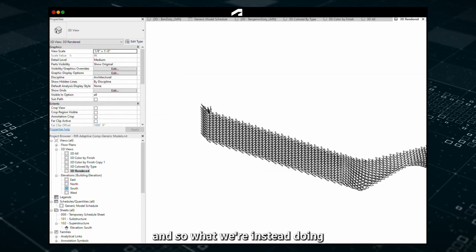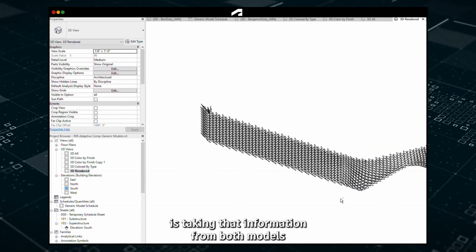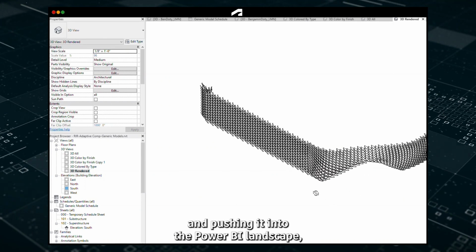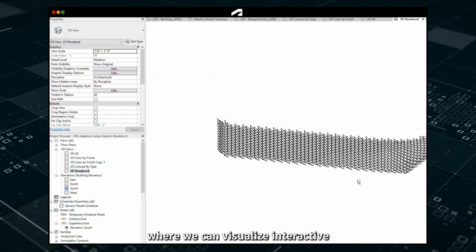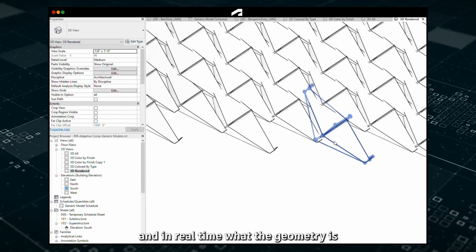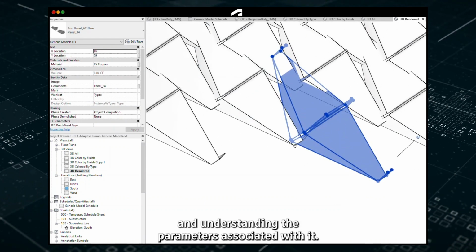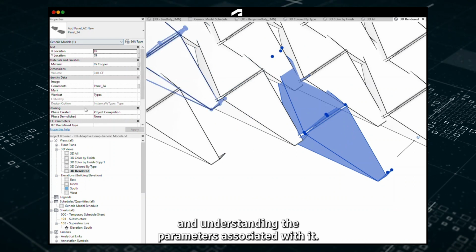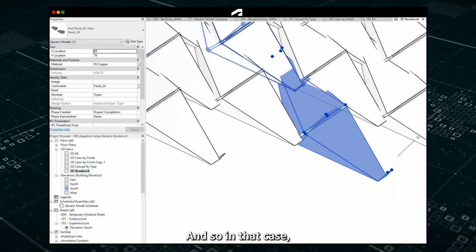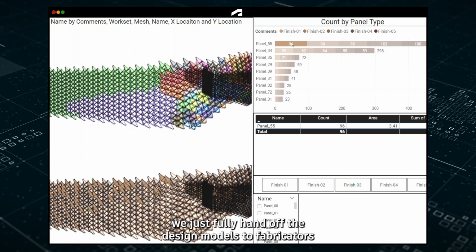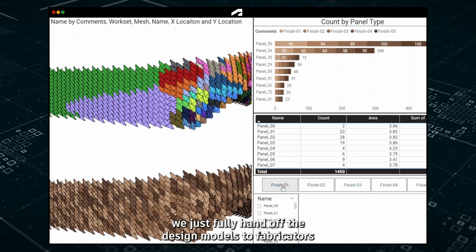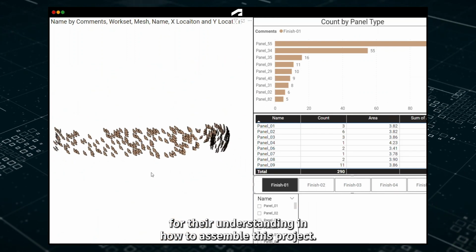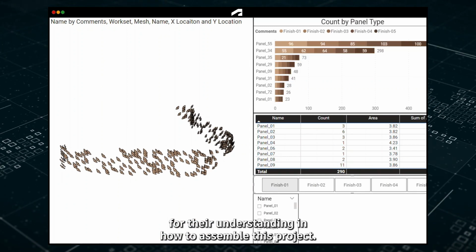And so what we're instead doing is taking that information from both models and pushing it into the Power BI landscape, where we can visualize, interactively and in real time, what the geometry is and understand the parameters associated with it. In that case, we fully handed off the design models to fabricators for their understanding of how to assemble this project.